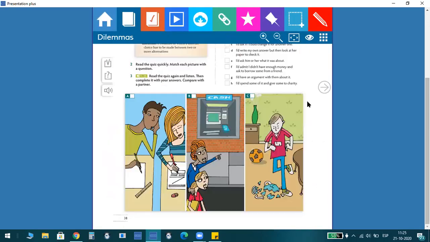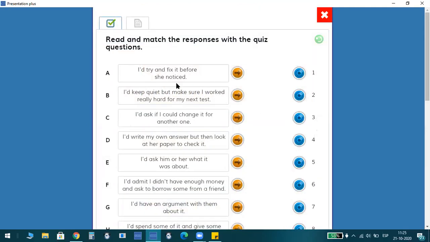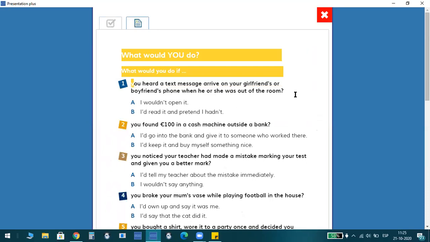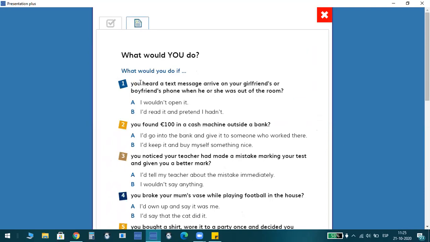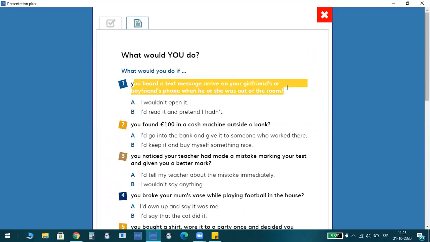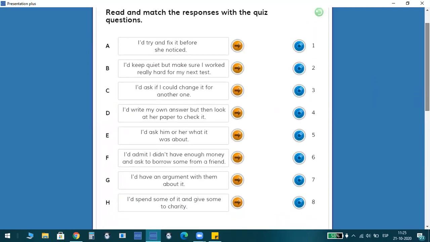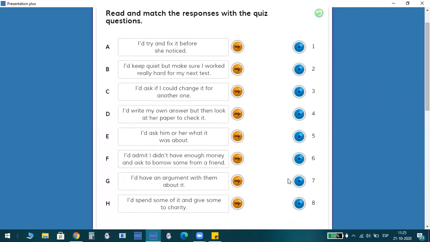Okay. So just a bit of conclusion, because I really want to ask them some questions: we're going to see again the questions from the quiz, and then we have here some answers. For example, for number one, you heard a text message arrive on your girlfriend's or boyfriend's phone when she or he was out of the room. What would you do? Which of these answers seem to fit in that situation?